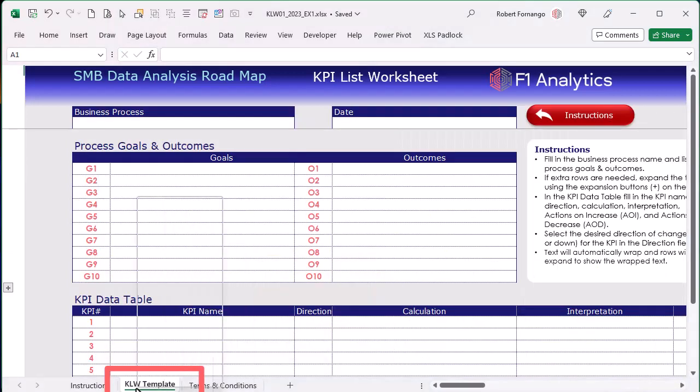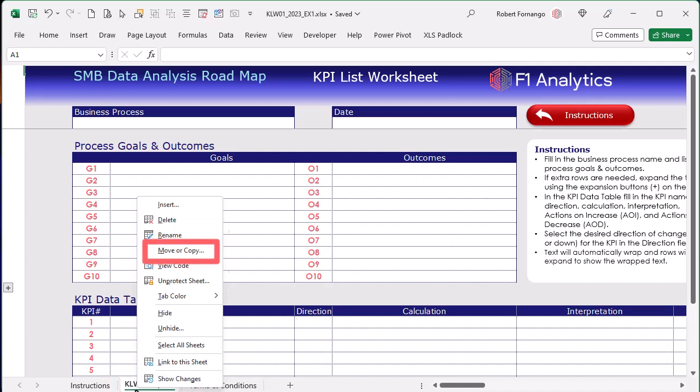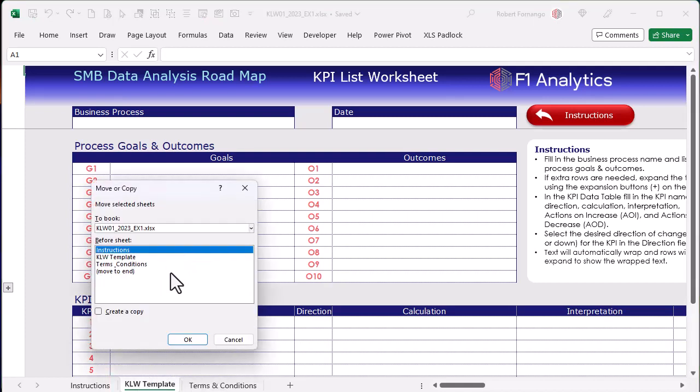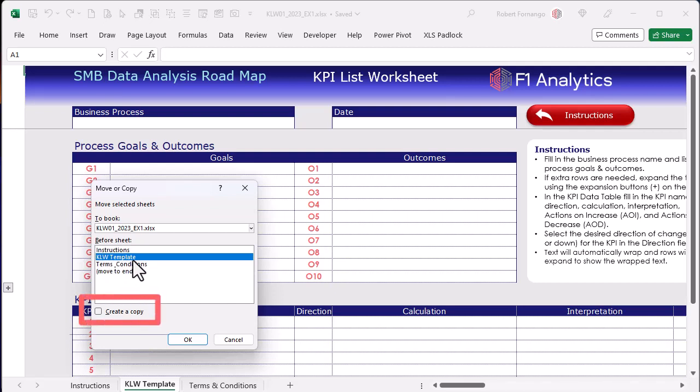You're going to right-click on the worksheet name, the tab down here at the bottom, click on Move or Copy, and then select the KLW template because we want to put a copy before this KLW template worksheet.